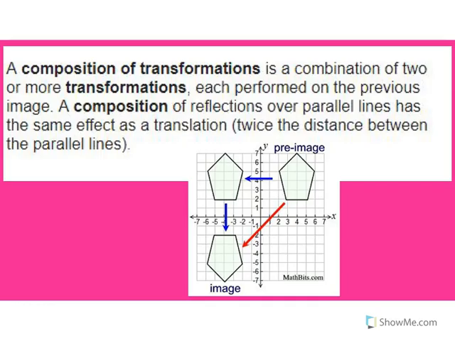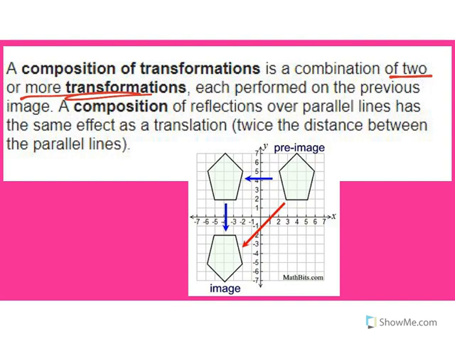You already have all of your rules. If you haven't yet, I would put all of your rules on one piece of paper so that it's easier than flipping through everything. Remember, there were rules for translations, there were rules for reflections, lots and lots of rules for reflections, 3 videos worth, and then rules for rotations, which is really just 3 rules for rotations. So compositions is putting together 2 or more transformations, all being done on the same image.